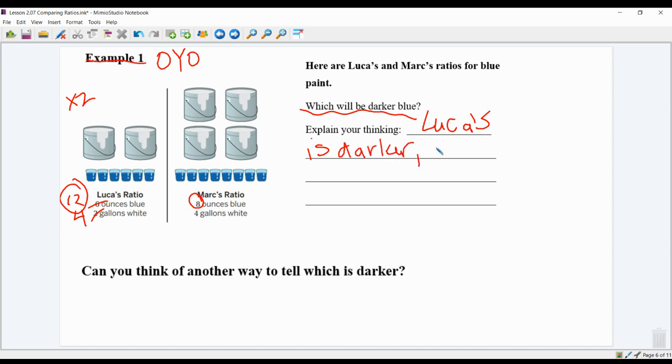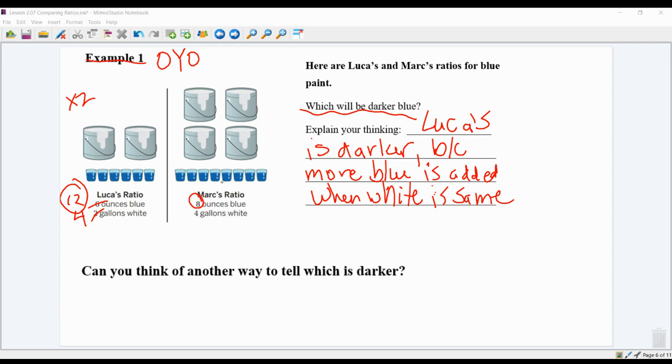I'm going to abbreviate the because more blue is added when white is equal, or it's the same. White is the same. Okay, and then another way that some students did this was they divided, which is totally fine too.